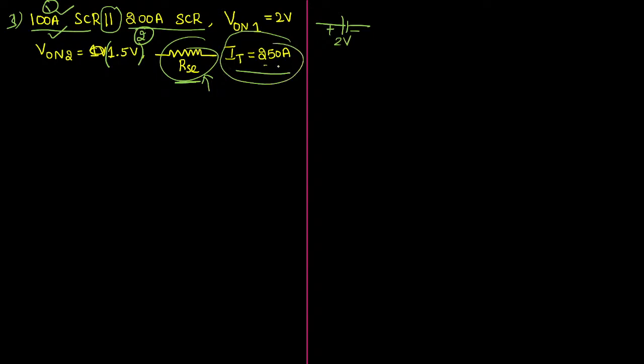By these two parallel combination will become 250 ampere. When it becomes 250 ampere, what can be the expected value of this resistor?